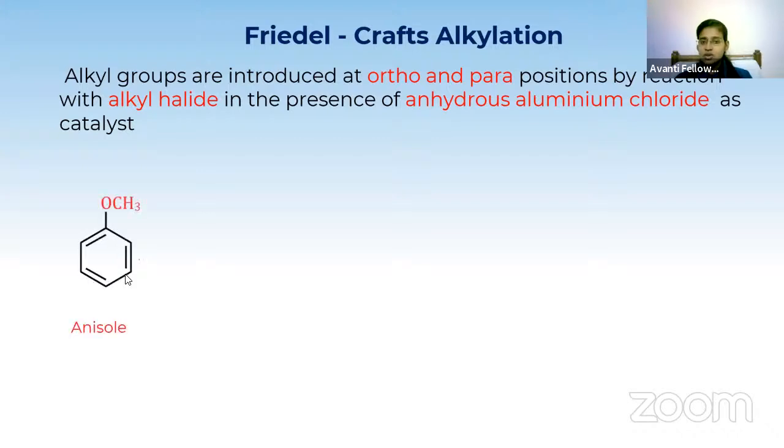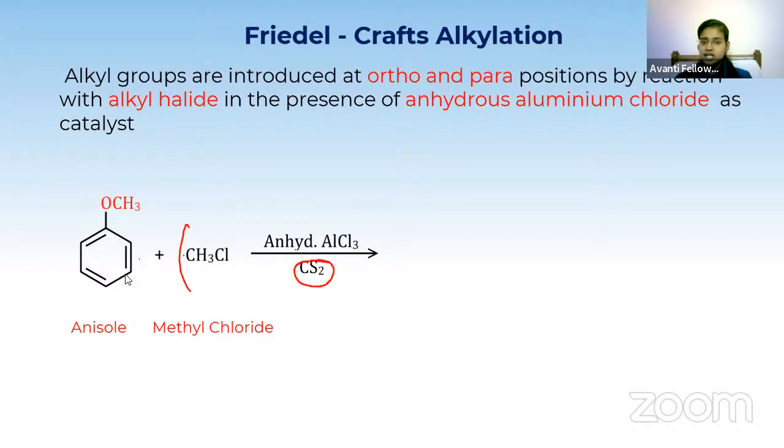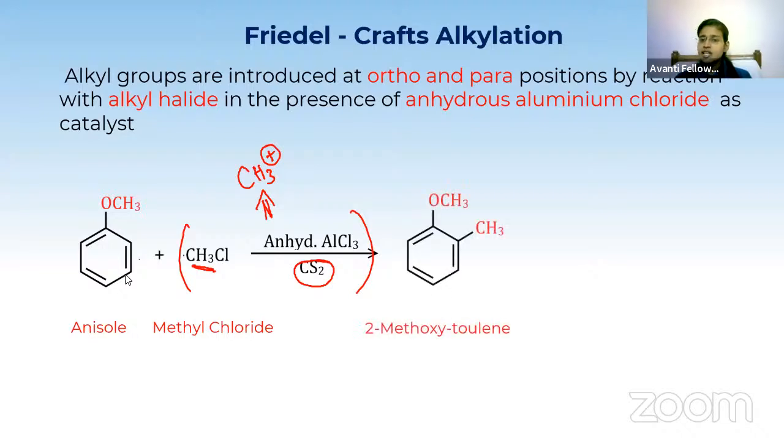So take the anisole and use an alkyl halide. Here I have taken methyl halide, methyl chloride. In the presence of anhydrous aluminium chloride and carbon disulfide as a solvent, I will get CH3 plus as an electrophile, because that is the alkyl part, right? That CH3 will go to the ortho position and para position. Para will be the major product.